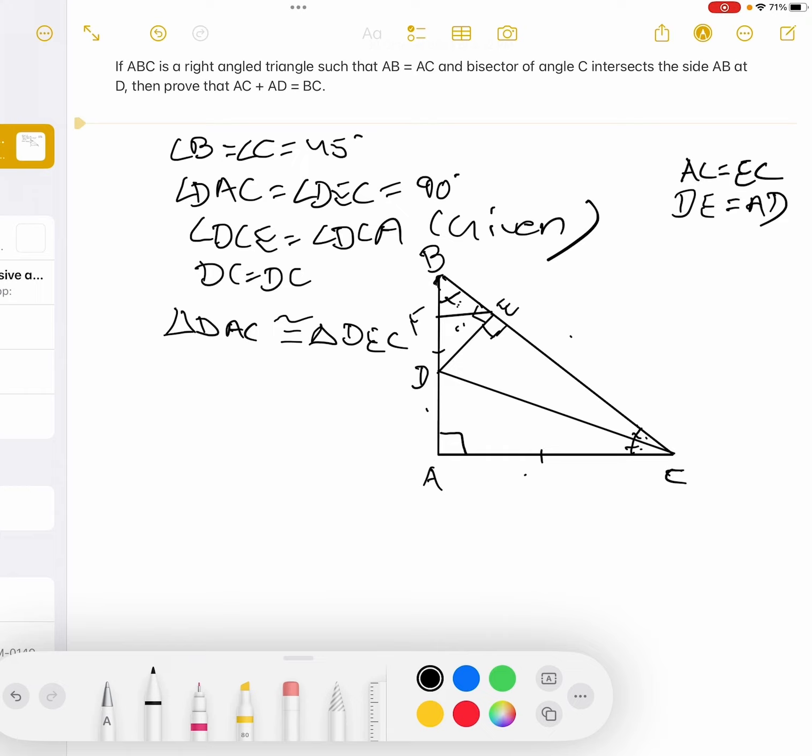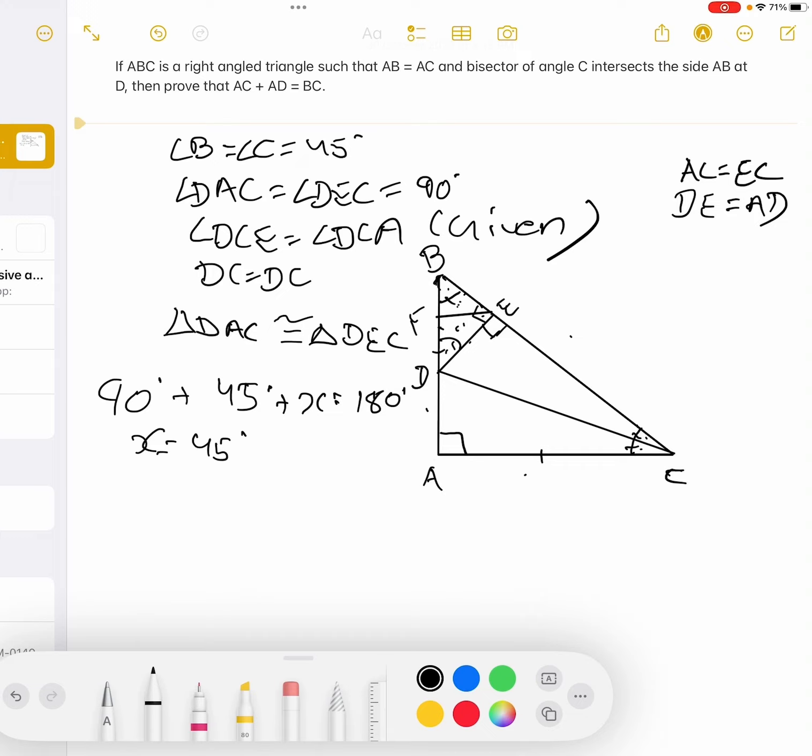Now that's a 45 degree angle. This is a 90 degree angle. So as this whole thing is a triangle, this will also be 45 degrees, because if this is 90, this is 45, then this will be 45. Why? Because of the angle sum property. So basically 90 degrees that was given plus 45 degrees plus x equals 180 degrees. So x will be equal to 45 degrees.